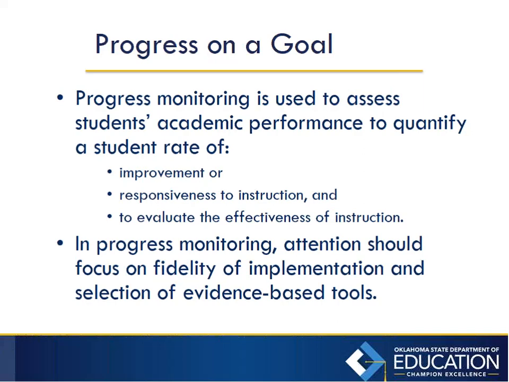Progress monitoring is used to assess students' academic performance, A, to quantify a student's rate of improvement, B, responsiveness to instruction, C, to evaluate the effectiveness of your instruction. You really want to look at that when you're progress monitoring.